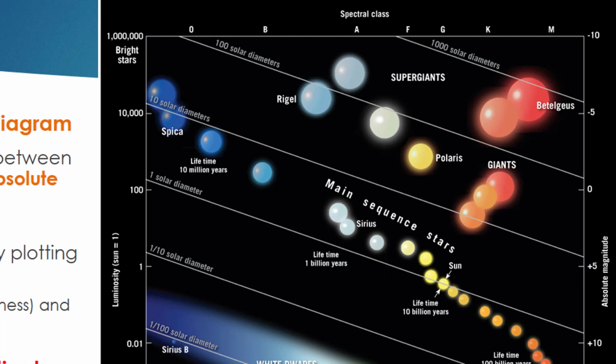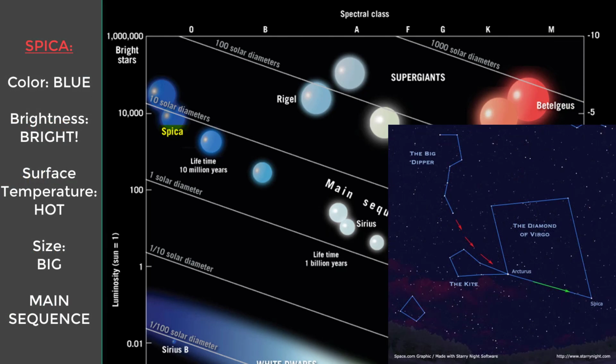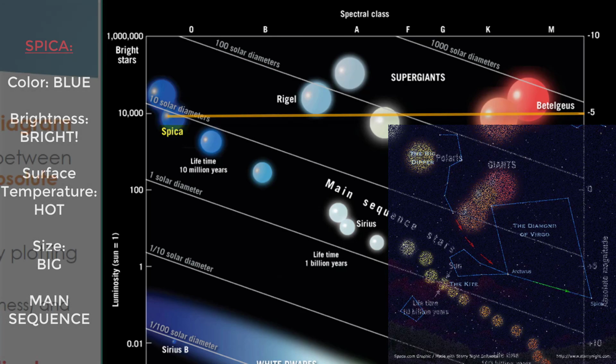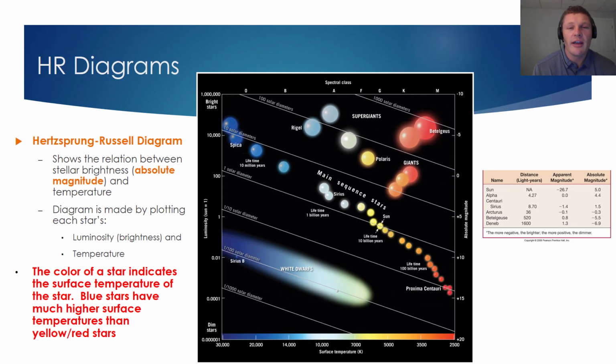One final example is the star Spica. Spica is located in the top left portion of this diagram. When considering stellar brightness, this star is pretty bright. It has a luminosity just under 10,000, and its absolute magnitude is fairly close to negative 5. And because this star is located to the far left side of this diagram, it has an extremely high surface temperature. In fact, if we extrapolate down to the horizontal axis, the surface temperature of this star is probably over 25,000 Kelvin.